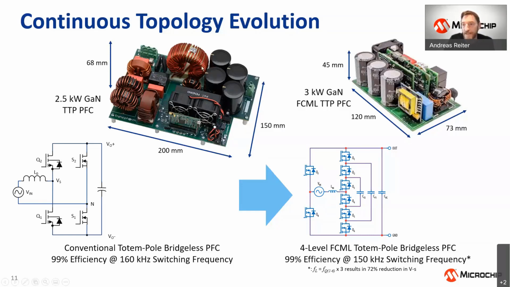When we look at the next generation, here we're seeing a multi-level, 4-level PFC approach. It's still a totem pole bridgeless PFC, but instead of just one pair of high frequency switches, we now have 3 pairs, and the 3 pairs are balanced with flying capacitors. Now it's getting even more tricky because the design shrinks significantly, from 200 by 150 millimeters down to 120 by 70 millimeters.